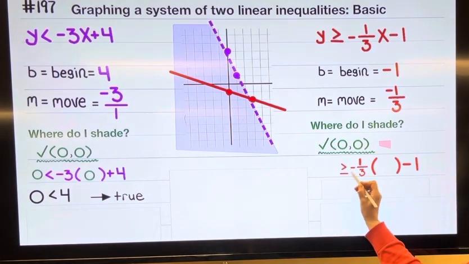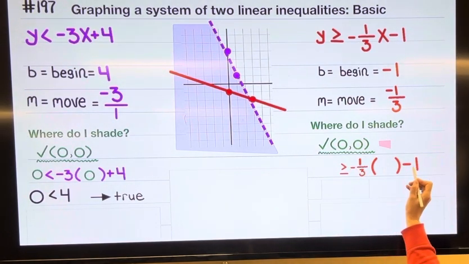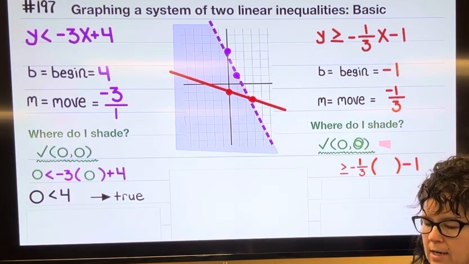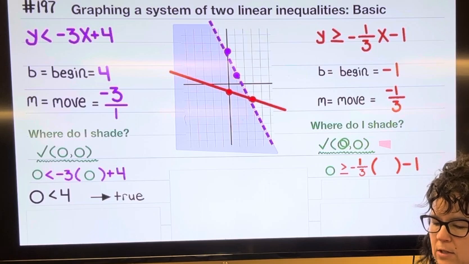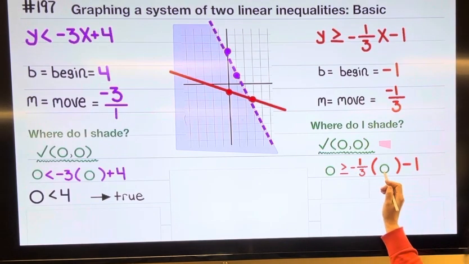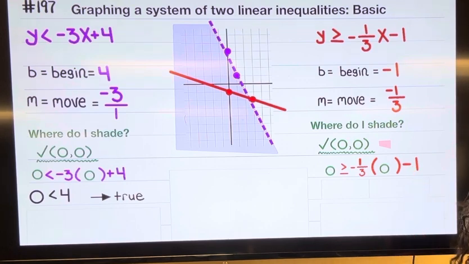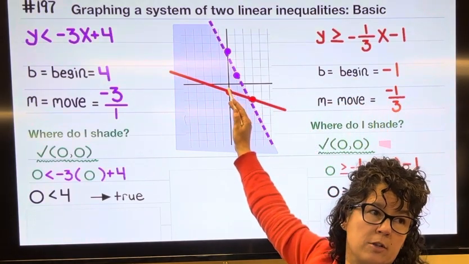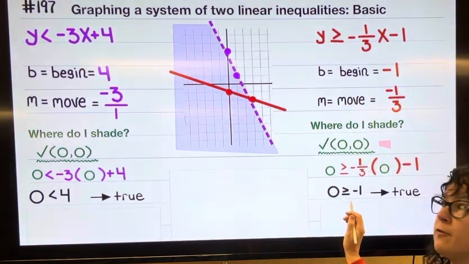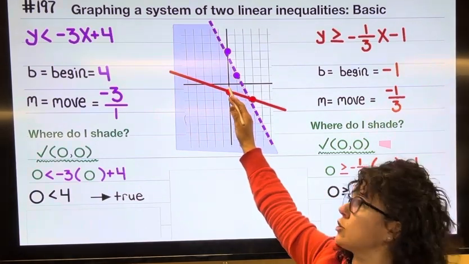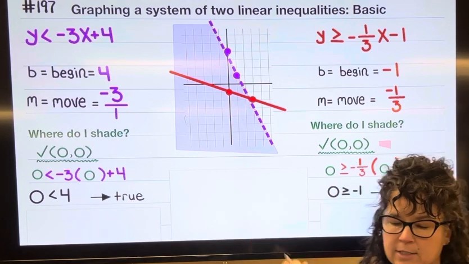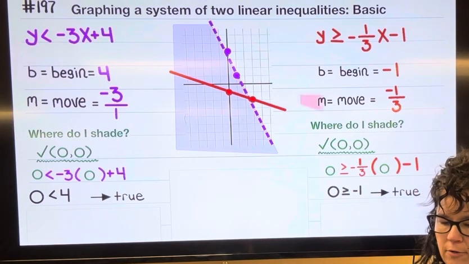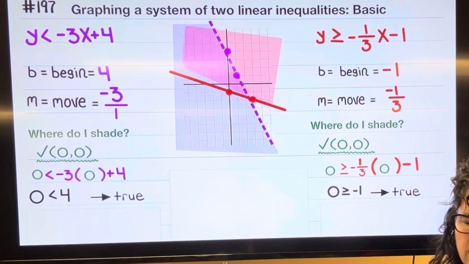So y is greater than or equal to -1/3 times x minus 1. I'm going to replace the y with 0 and the x with 0. -1/3 times 0 is 0, minus 1 is -1, and 0 is bigger than or equal to -1. So since 0, 0 makes this true, 0, 0 should be a part of the shading. If this would have been false, then 0, 0 should not be a part of the shading, and I'd shade below. But since it's true, 0, 0 is a part of my shading, so I'm going to shade above.